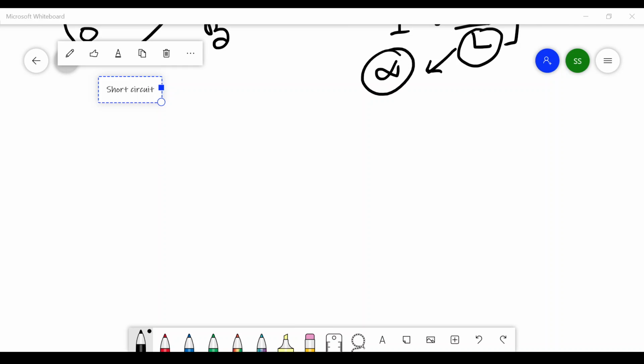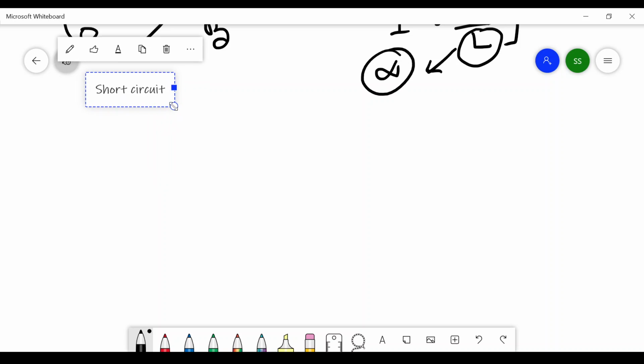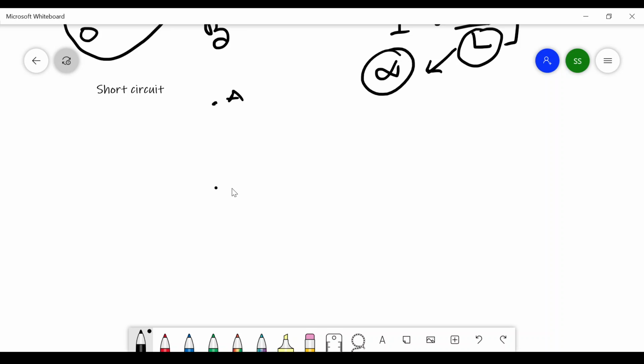The next point on which we will be discussing is short circuit, when we say that certain two terminals are short circuited. So what does it mean by short circuit? Short circuit means, let's say this is one point A, and there is another point B, and if the voltage difference between those two particular points is 0, then we can say it is short circuited.